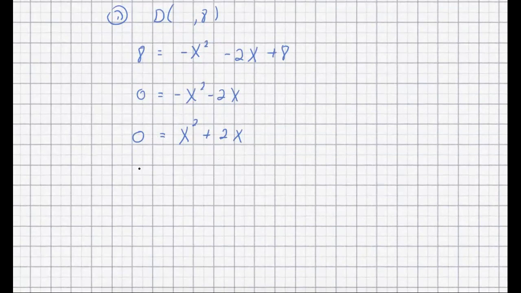What's the גורם משותף? X. Correct. And then what can I put here? X. Yeah. Minus. Wait, hold on. Plus 2. Perfect.